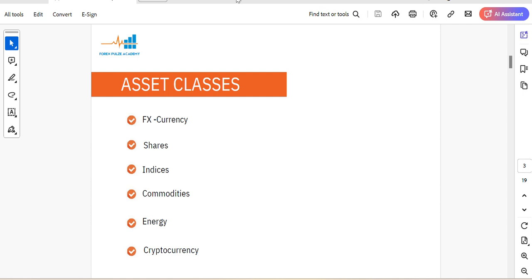So talking about commodities, these are assets like gold, silver, and the likes of it. That's where commodities come into play. They also have indices. Indices are stocks, just like shares. They are stocks in the forex market, like US 30, S&P 500, Nasdaq, German 30. All of these are indices in the market.